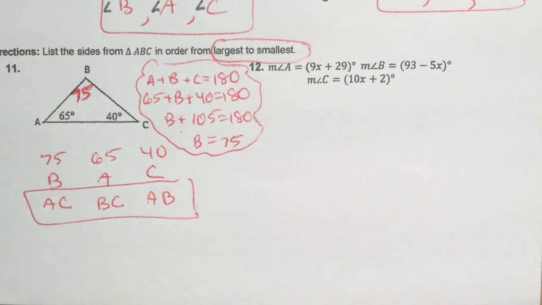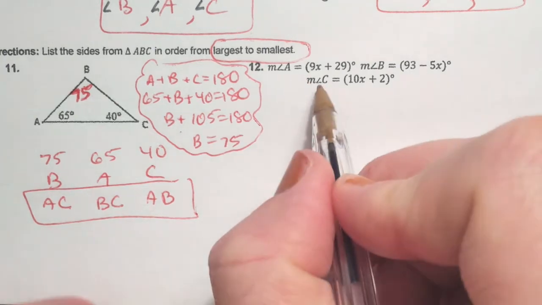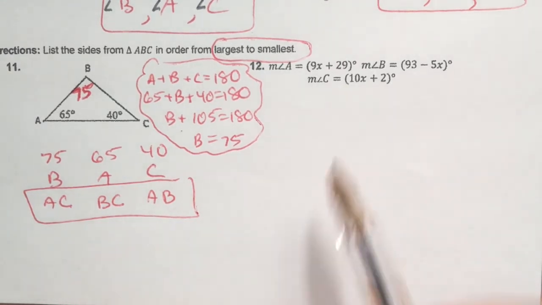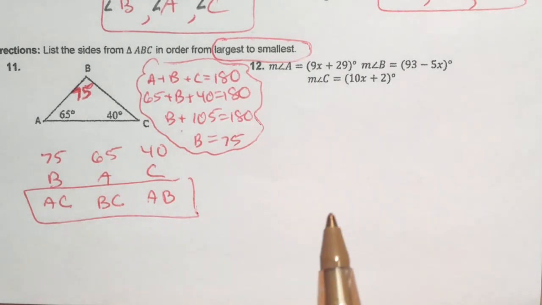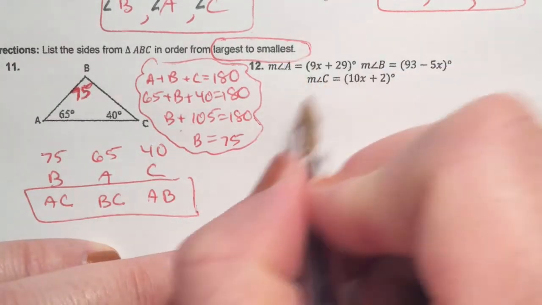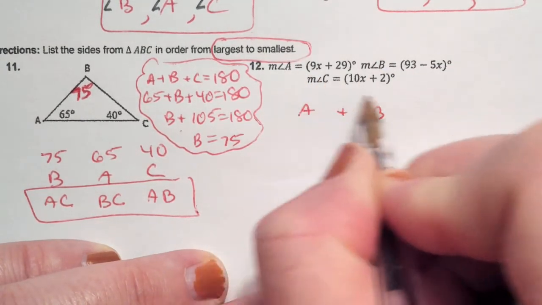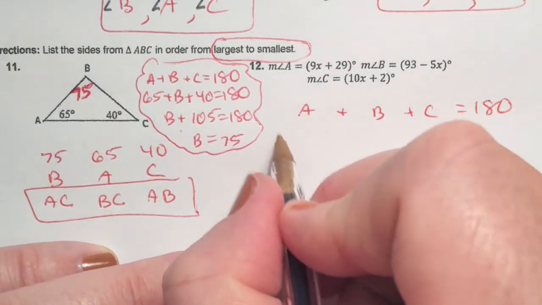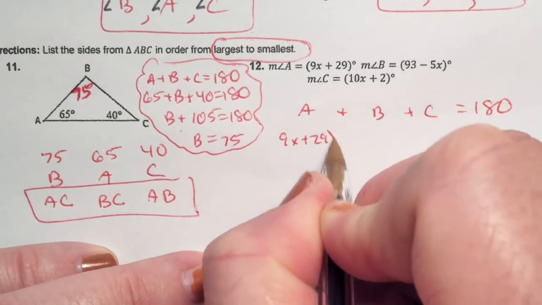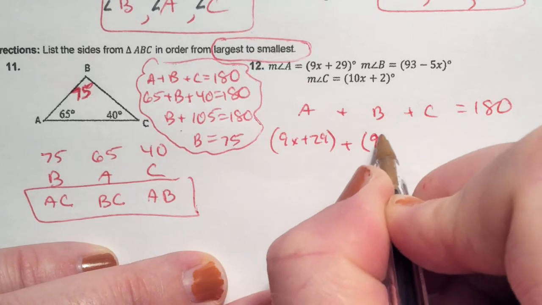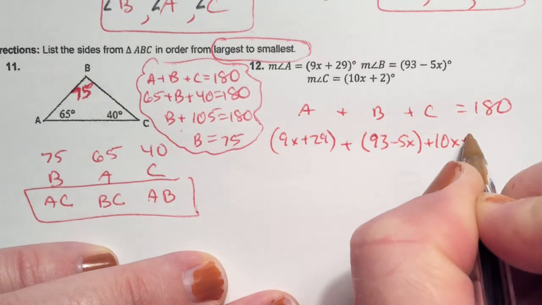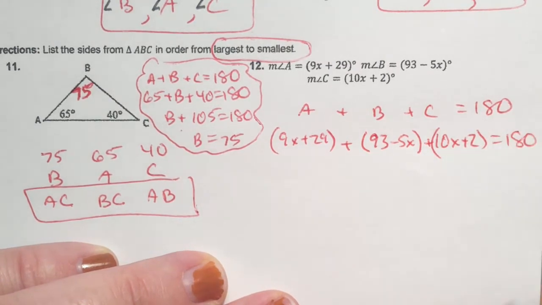Okay, last problem of the day. All right, so this right here. We have no angles. They didn't give us what the angles were. So in order to know what A is, I need to know what X is first. Then I can plug it back in and get those numbers. So I know that A plus B plus C equals 180 degrees. So 9x plus 29, 93 minus 5x, and 10x plus 2, equals 180.